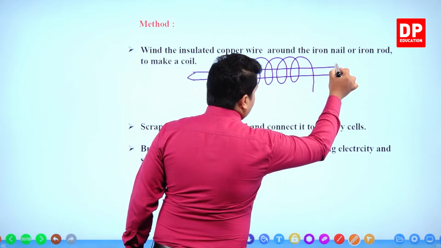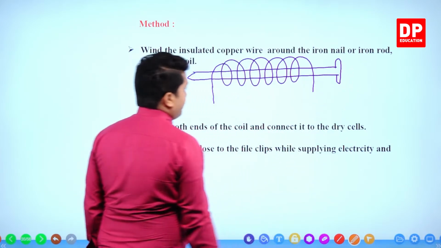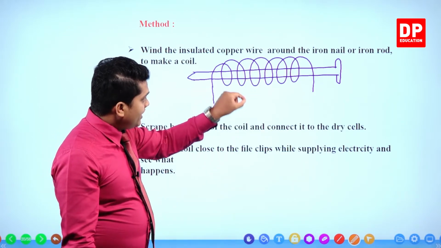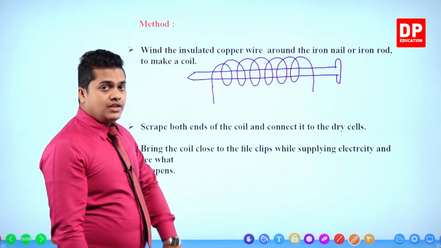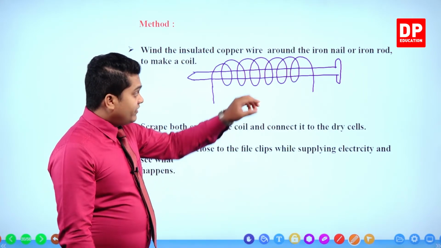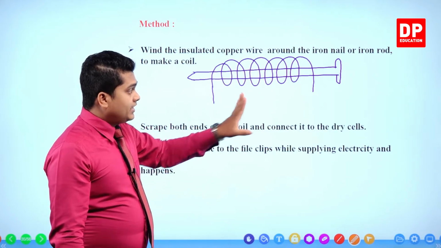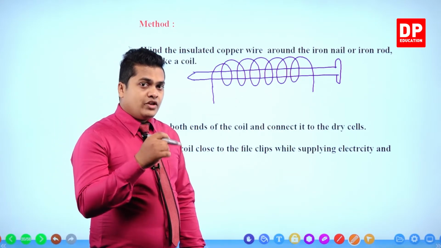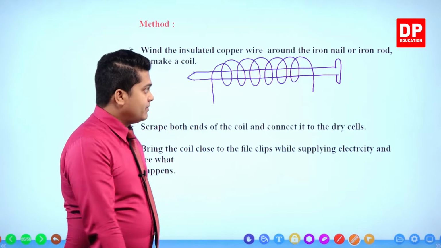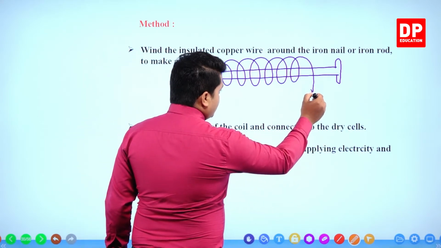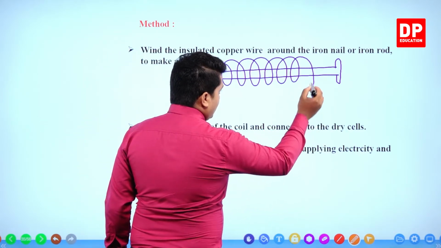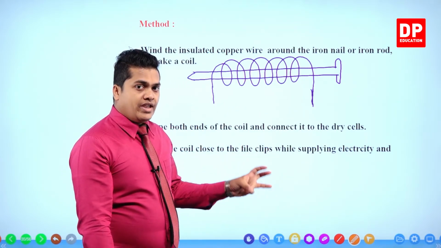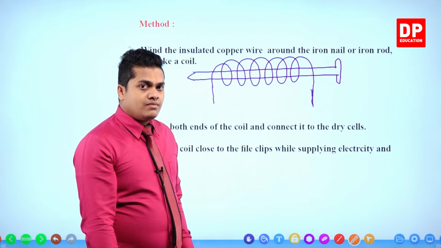Like this, right? So this is the iron nail. Around the iron nail we are wrapping, or turning, this coil on the iron nail like this. When you are making the coil, remember the two ends should be left out so that we can connect these two ends to the dry cell. Remember it.